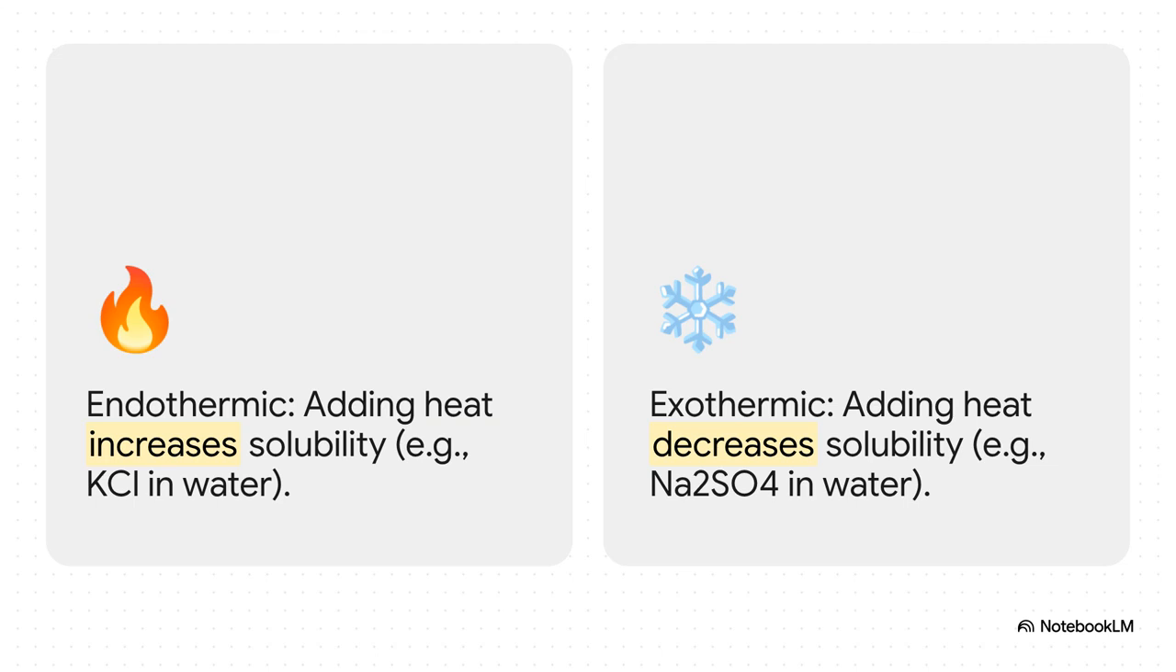For most solids, sure, like potassium chloride here, you crank up the heat, you give the molecules more energy, and they dissolve way better. We call that an endothermic process. But, and this is a big but, for some compounds, like sodium sulfate, the dissolving process actually releases heat. It gets warmer. In these cases, which we call exothermic, increasing the temperature actually makes them less soluble. I know, it sounds totally backward, but it's one of those weird and wonderful rules of chemistry.